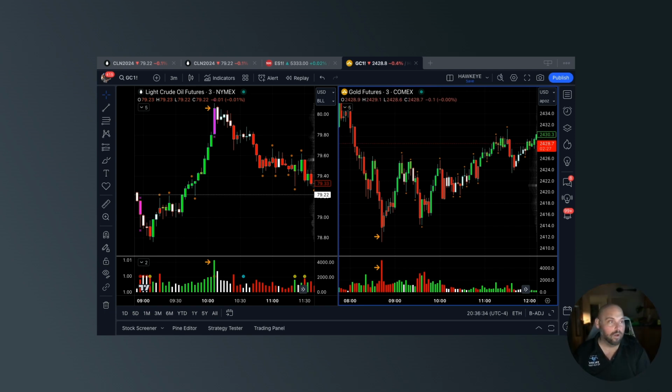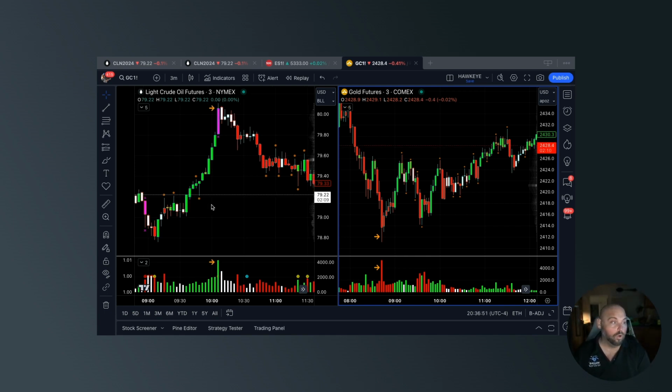So we're gonna start here on the left. This is light sweet crude oil, okay? This is intraday trading. This is a 3-minute chart, meaning each candle is a 3-minute rotation. After the 3 minutes, it closes and a new candle opens. It will be exactly the same here for gold.